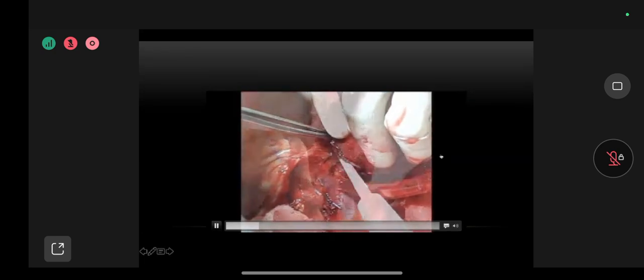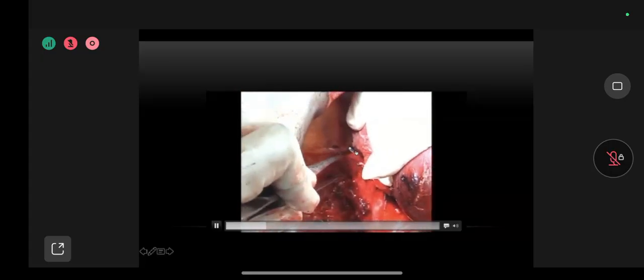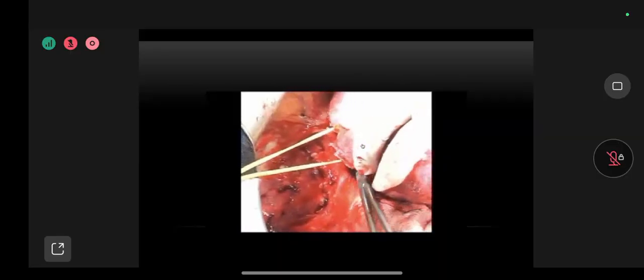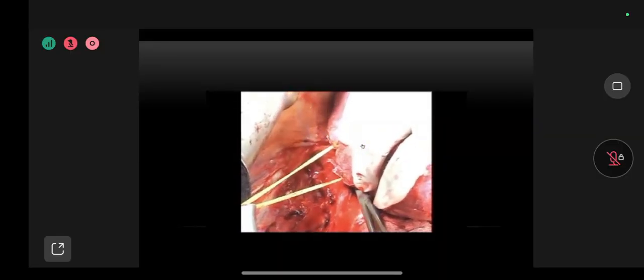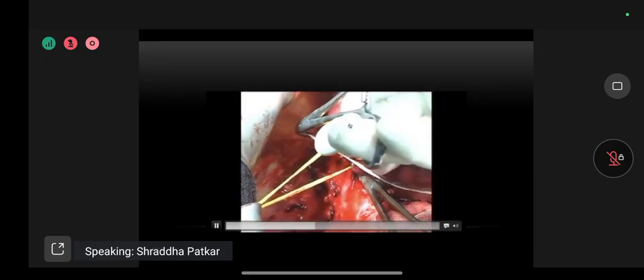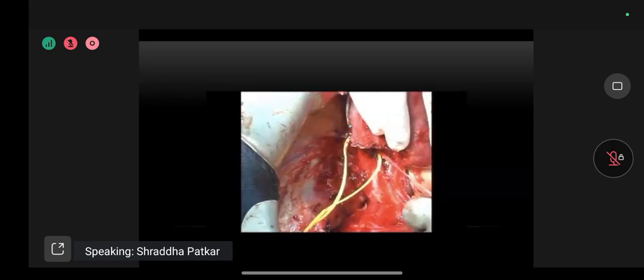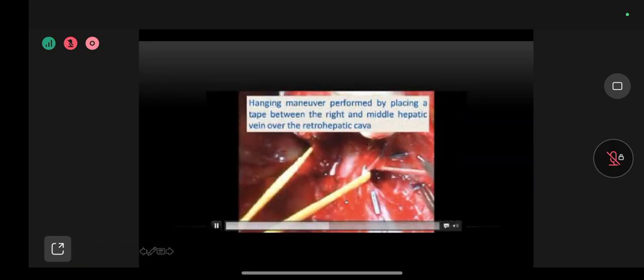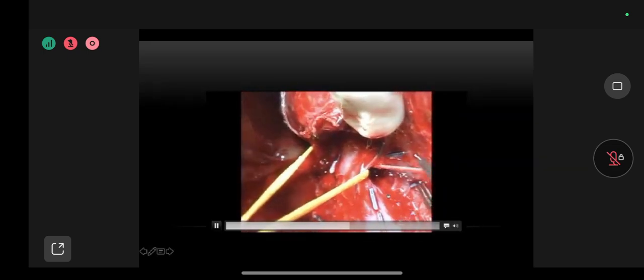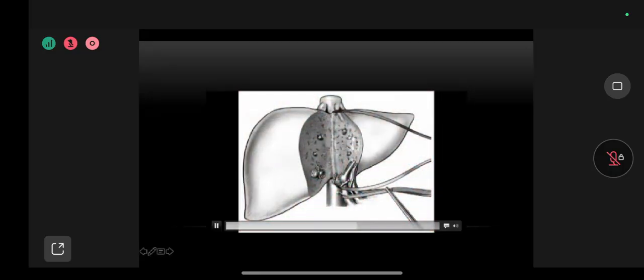What we do is a little bit of modified hanging, where we mobilize the liver, take all the short hepatics, and isolate the hepatic vein carefully rather than blindly, under vision. Once the hepatic vein is looped, then pass a tape. You can use any umbilical cord tape, or sometimes people use a Ryle's tube as well. That's also fine. And once you have secured this, you have this tape protecting the cava at all times. And this is what we get.